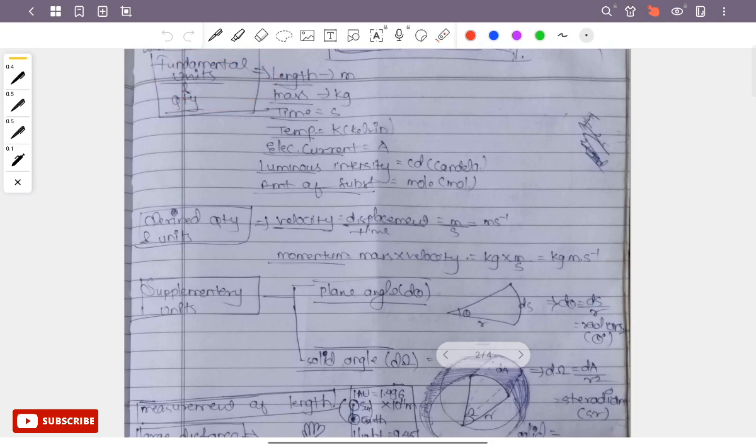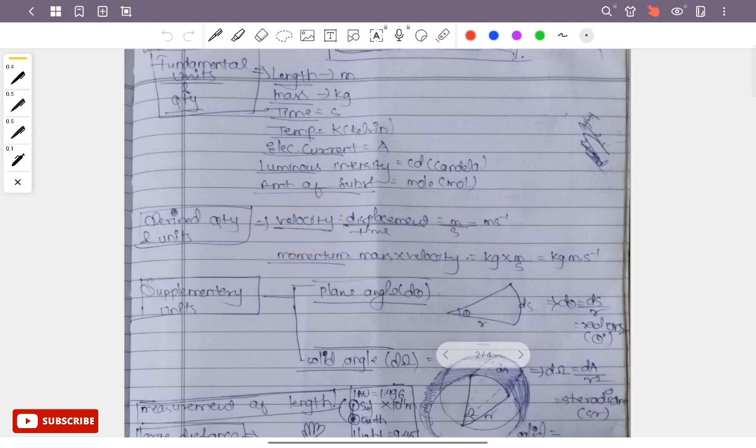So let's take an example. First is the velocity. Velocity is equal to displacement upon time. So how can we derive the units of the velocity? We can break it down into displacement upon time. We know the displacement is some kind of length, and the unit of time is the second. So we can derive the units of velocity as meter per second, or we can say meter with second raised to -1. So this is the unit of the velocity.